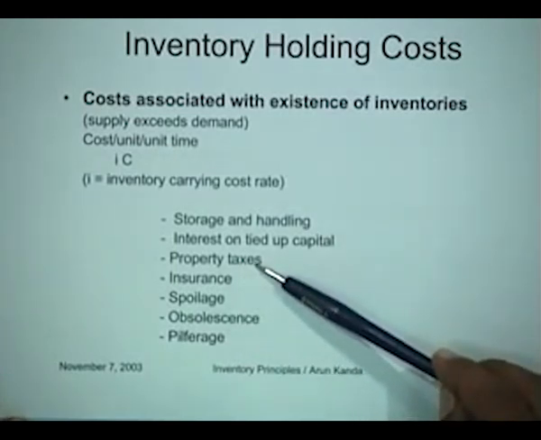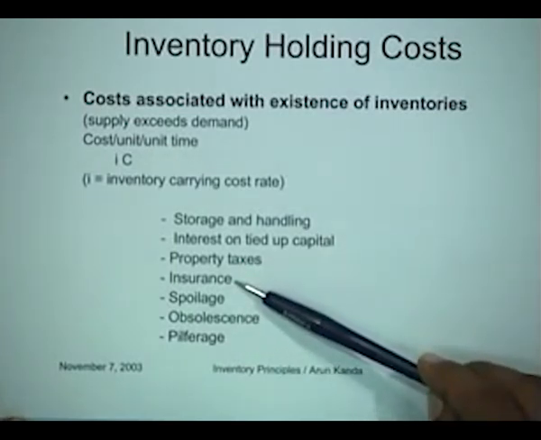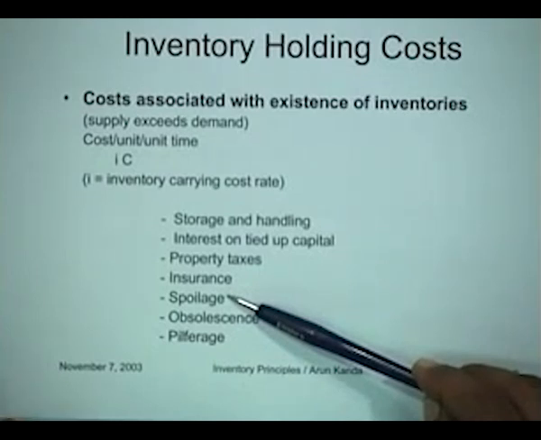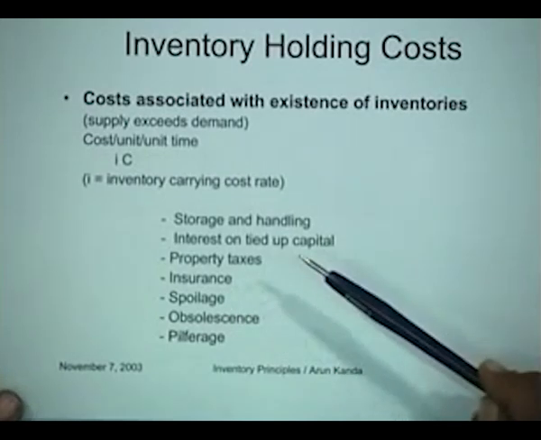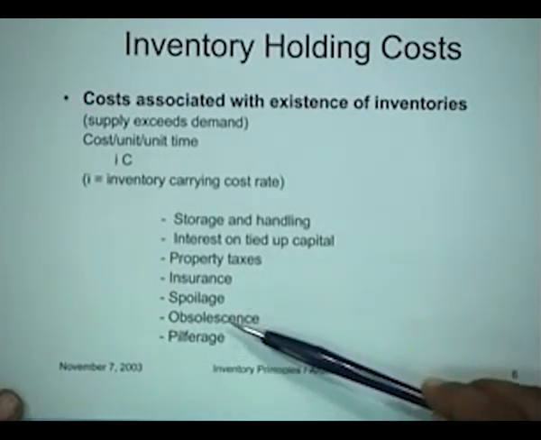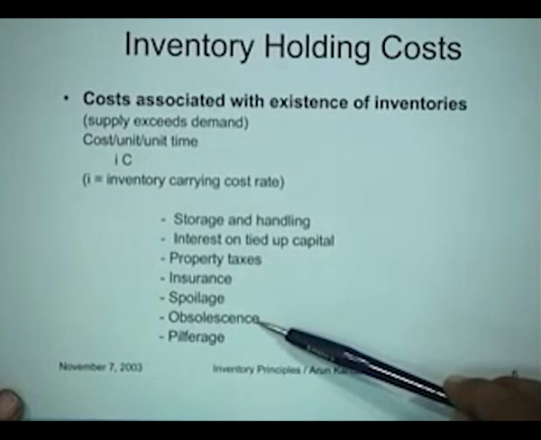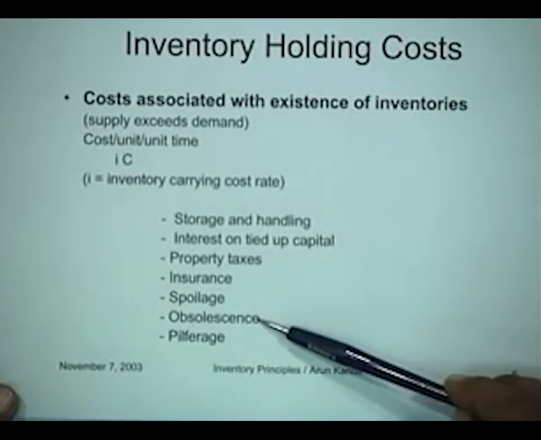Property taxes, insurance, spoilage of items. You see, if you stock items in a store, then on average, if you stock 100 items, whatever they are, some would get spoiled as you go. So that spoilage cost is also a part of holding. Obsolescence cost is also a part of inventory holding cost.